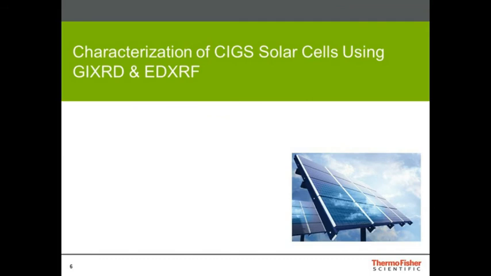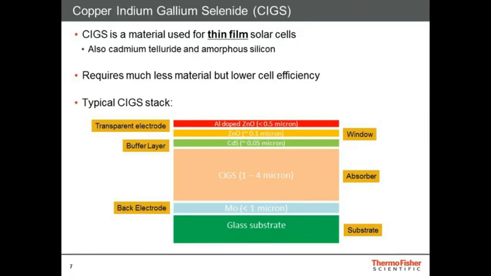Here's just a brief reminder of the stacking of this thin film solar cell material. CIGS is the abbreviation for copper, indium, gallium selenide. It's a thin film solar cell, as I already mentioned. And there are two different types also available, cadmium telluride and amorphous silicon type solar cells. The big advantage of these types of materials is that it requires much less material, but also exhibits a lower cell efficiency compared to crystalline solar cells like silicon.